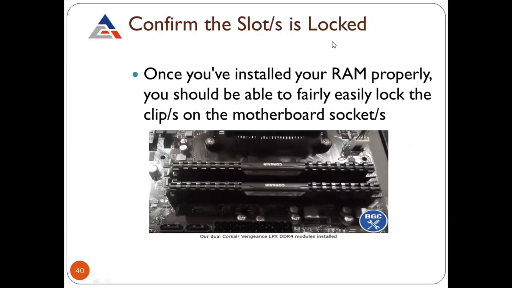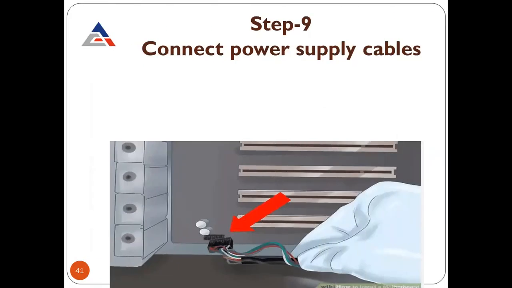Now confirm the slot is locked. Once you find the slot on the motherboard, the RAM chip is inserted. Now your task is to lock the slot once you install the RAM properly. Now the next step is to connect the power supply cables. We have installed the motherboard, the CPU, the heat sink, the fan, then the memory slot is done, the memory RAM chip is inserted.